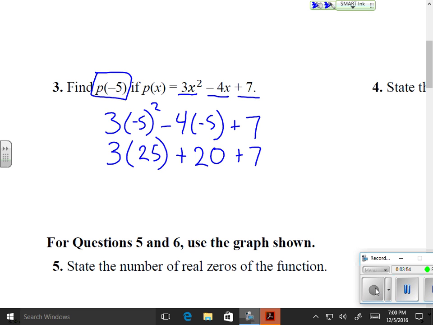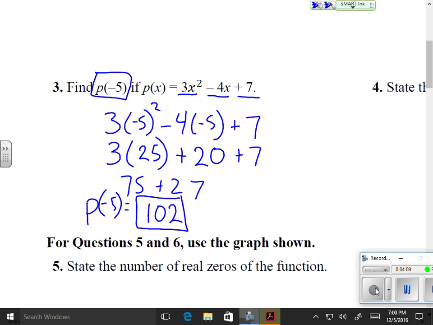That would become 75 plus 27, which would be 102. So p of negative 5 is equal to 102.